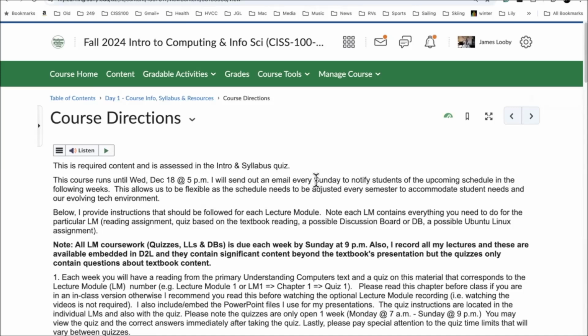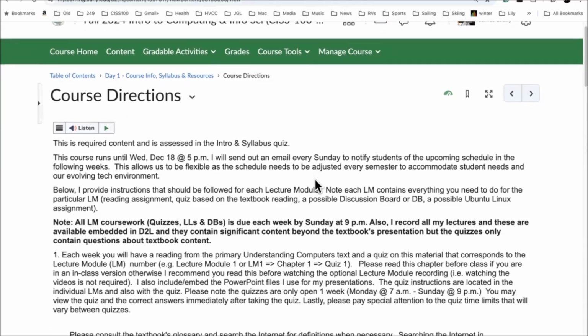And I do this necessarily to create an adaptive environment. Sometimes we slow down, sometimes we speed up, depending on what's going on in the world, what's going on with everybody's learning. But typically, it's one lecture module per week. And again, I'll send out an email on this. I'll show you the lecture modules too. So it's very straightforward. Everyone should get this pretty quickly.